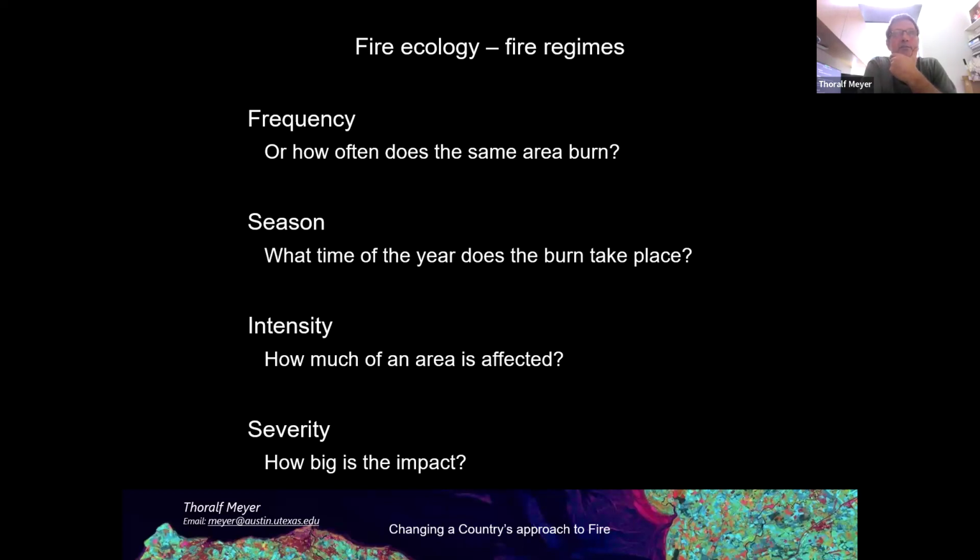So is my ecosystem burned into the ground? Is there nothing else but bare soil left? Or has it just scorched some leaves? Or has it only affected the undergrowth in a particular area? Has it only affected my grass layer and not my shrub layer, etc., etc.? So frequency, seasonality, intensity, and severity are big, big, big components when it comes to fire and fire research.